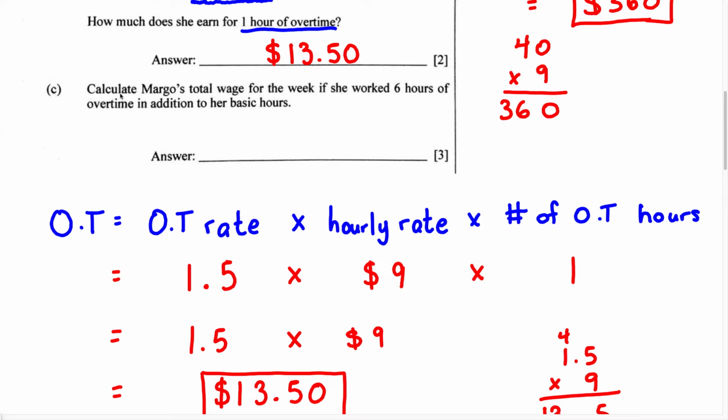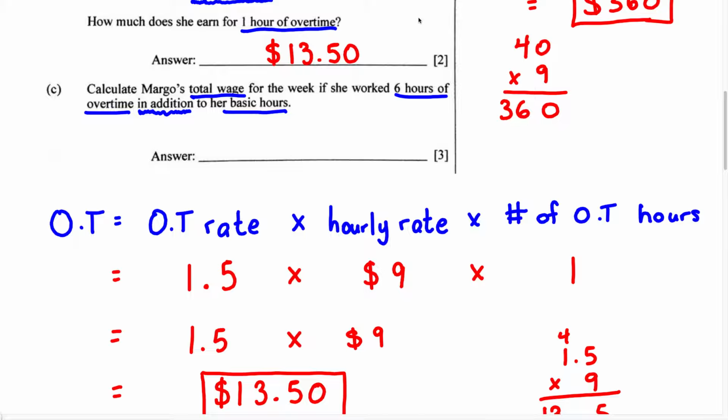Now for part C, it says calculate Margot's total wage for the week if she worked 6 hours of overtime in addition to her basic hours. So they want us to calculate Margot's total wage for the week if she worked 6 hours of overtime. So she's working 6 hours of overtime in addition to her basic hours. What is the first thing you think we should do in this problem?